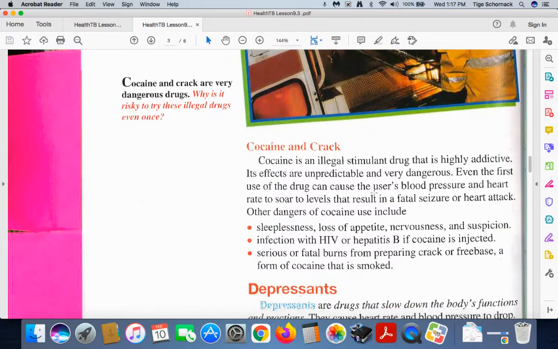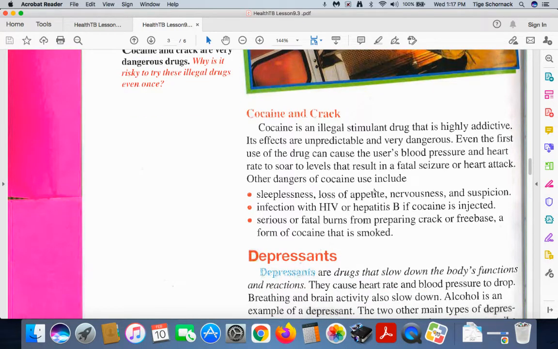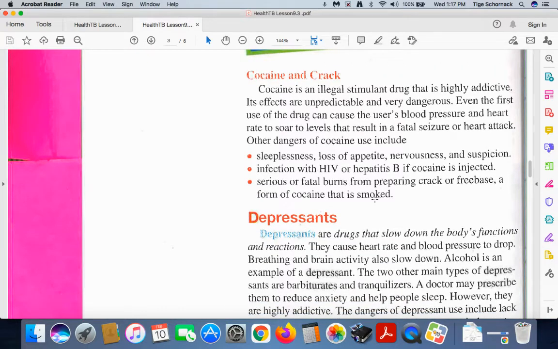Cocaine and crack. Cocaine is an illegal stimulant drug that is highly addictive. Its effects are unpredictable and very dangerous. Even the first use of the drug can cause a user's blood pressure and heart rate to soar to levels that result in a fatal seizure or heart attack. Other dangers of cocaine use include sleepiness, loss of appetite, nervousness, and suspicion, infection with HIV or hepatitis B if cocaine is injected. I'll explain that in a minute.